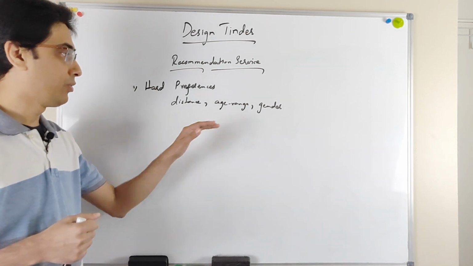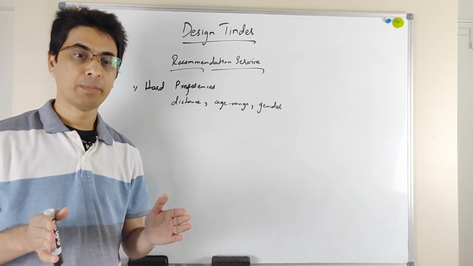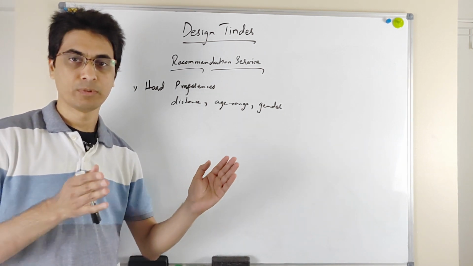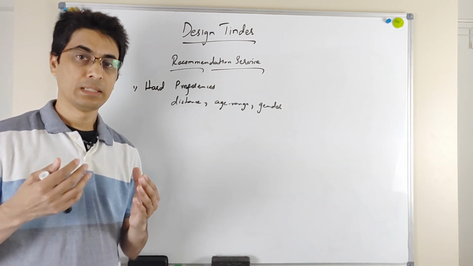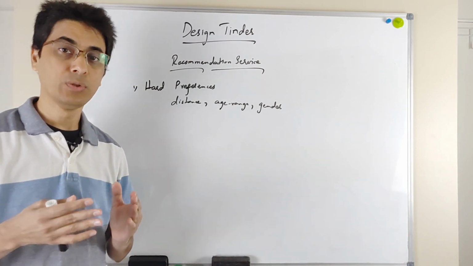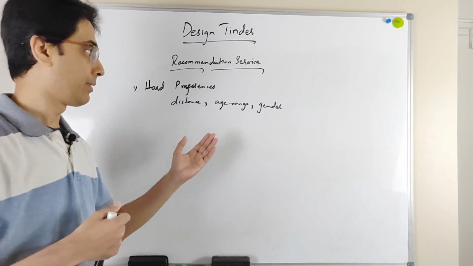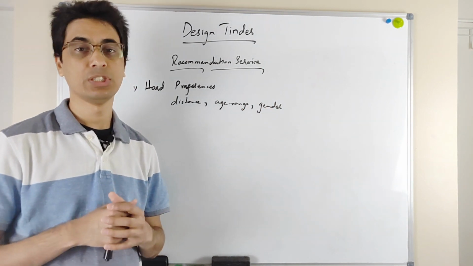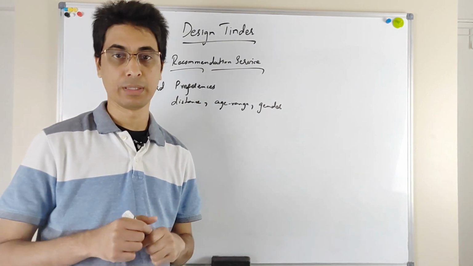Or for example, if a user has specified that I'm only interested in the profiles of the people which are in the age range from 30 to 40 years of age, then the Tinder service should not be showing the profiles of the users to that user outside of that age range. And same applies for the gender orientation. And that's the reason these preferences are called hard preferences.